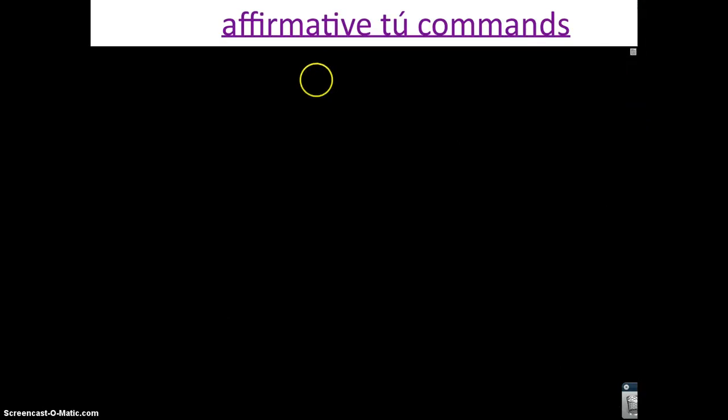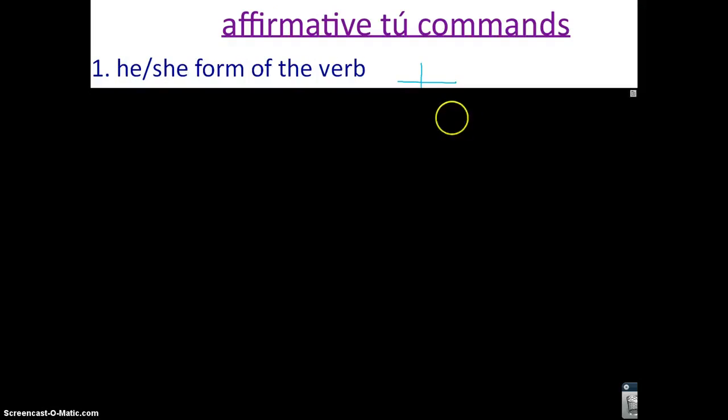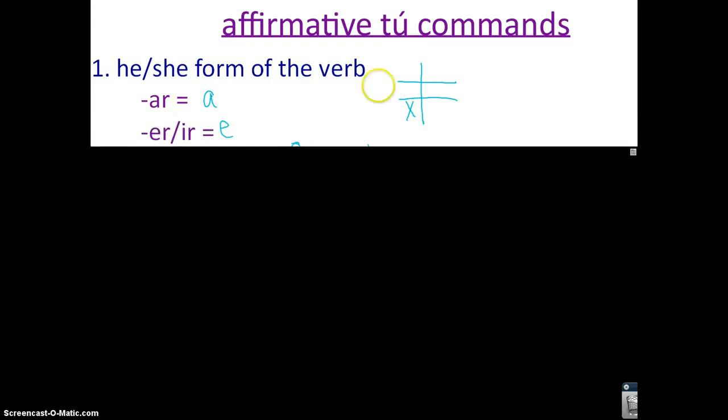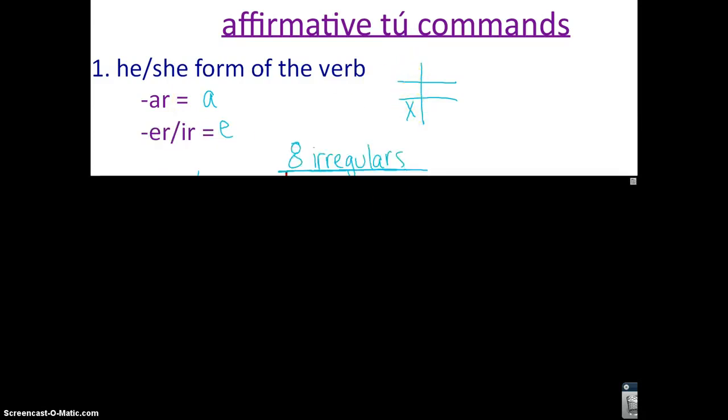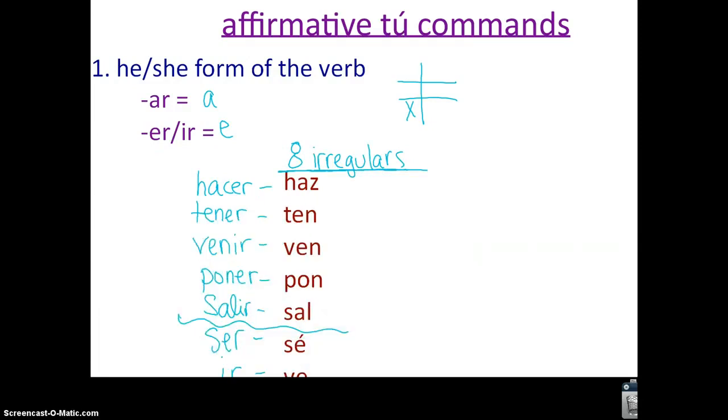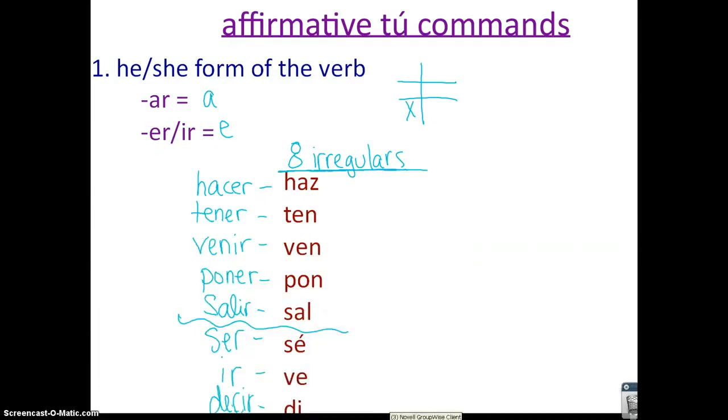To form affirmative tú commands, so to tell a friend to do something, you take the he, she form of the verb. That's it. So if it's an AR verb, o, as, a. If it's an ER, IR verb, o, es, e. And that's how they will end. Of course, there are 8 irregulars, which are di, haz, ven, pon, sal, sé, ve, and ten.